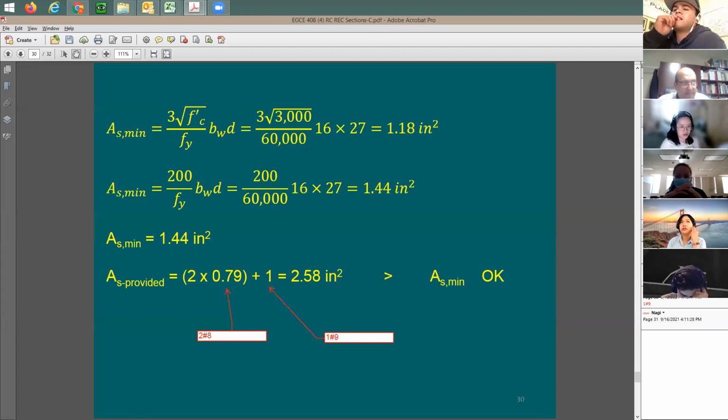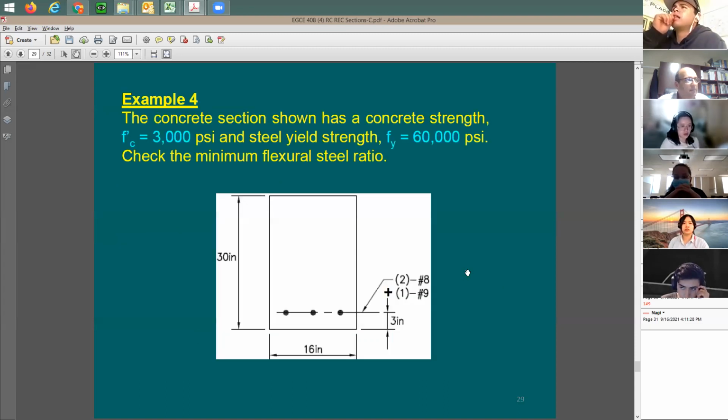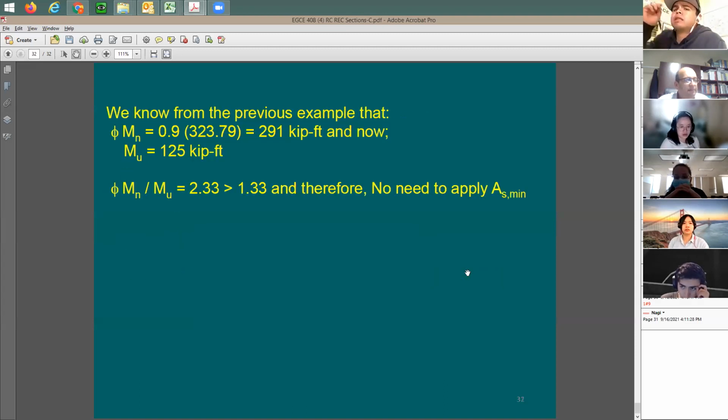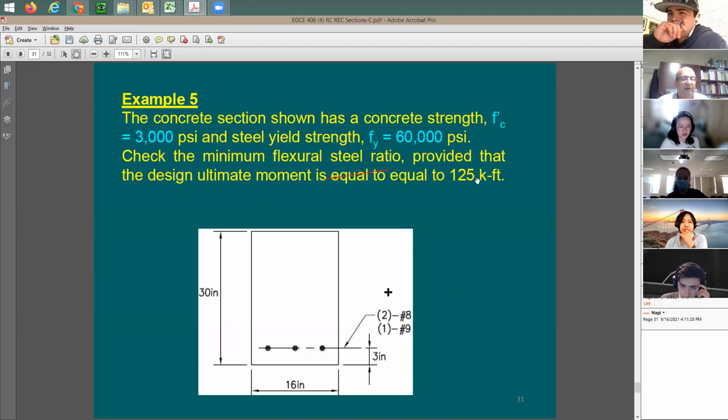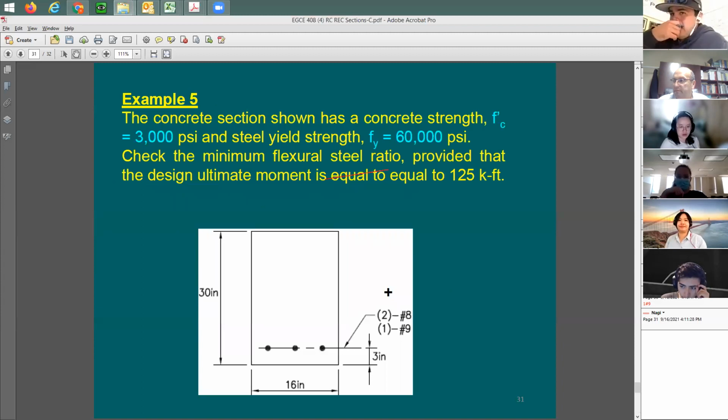Professor, yes. Can you go back to the moment slide? Here? Yes. Where is the value for 1.33? Oh, never mind. This one here? I got it, the problem itself. It is 125 kip-foot. Okay. I got it. Thank you, Professor. No problem. Any other questions?